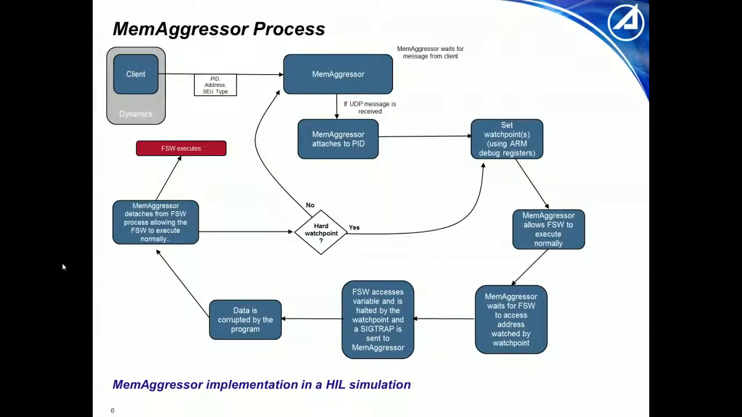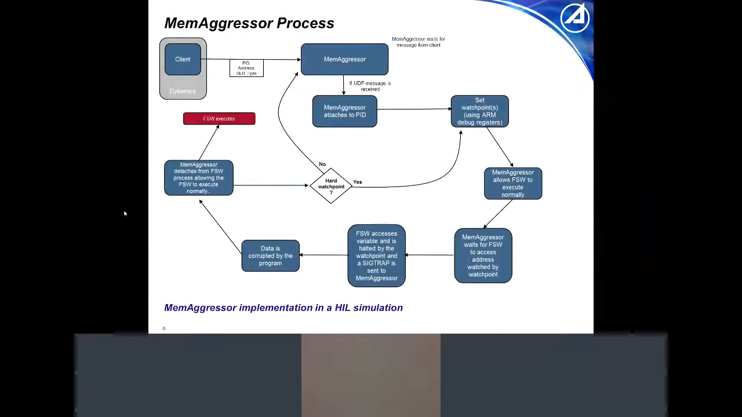So here's a general overview of the implementation of how Memogressor works on a Hill. You have the client, which is encapsulated in your Dynamics model, and then that sends a message over UDP through protobuf that includes arguments such as the PID, the address, and the SEU type. The SEU type is either a soft or hard watch point, which is a temporary or permanent SEU. So the Memogressor is running on the flight computers.